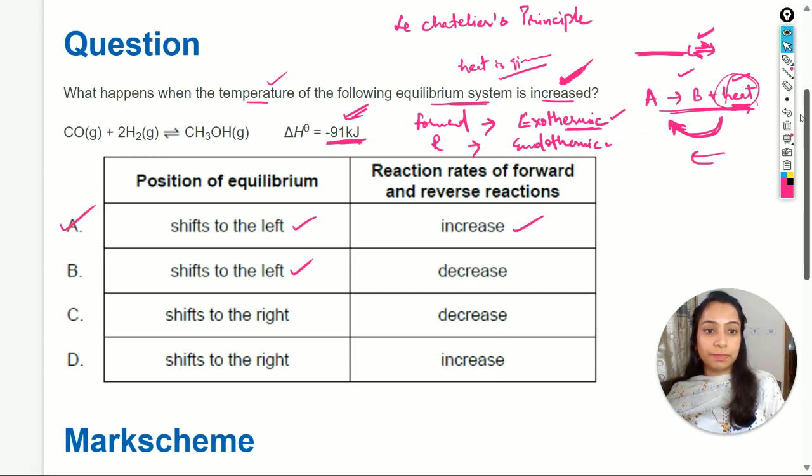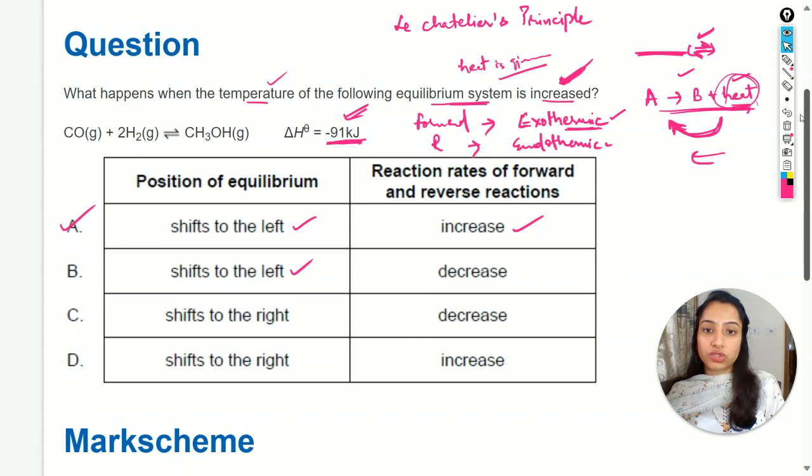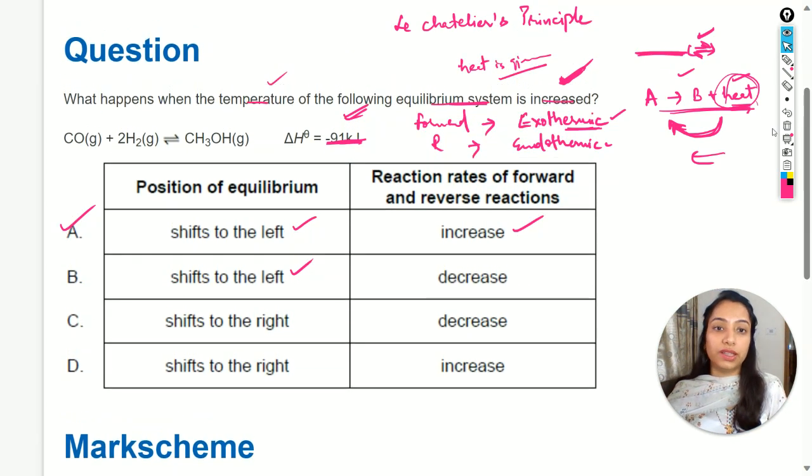Let's check the mark scheme. Yes, you can see here the mark scheme also shows that option A is right. So this is the whole concept behind this question.